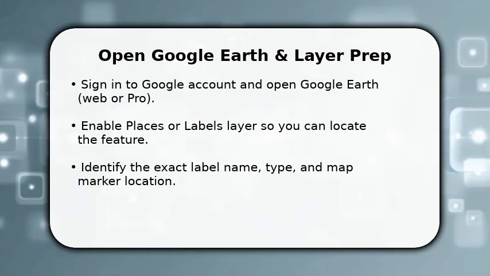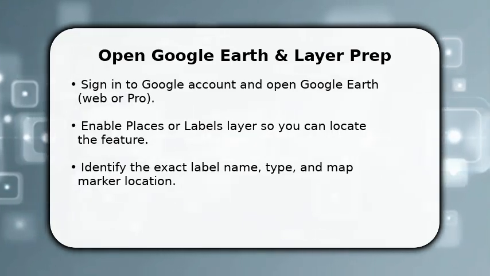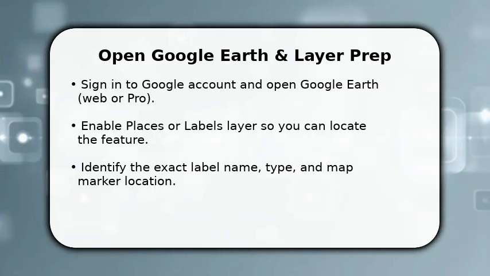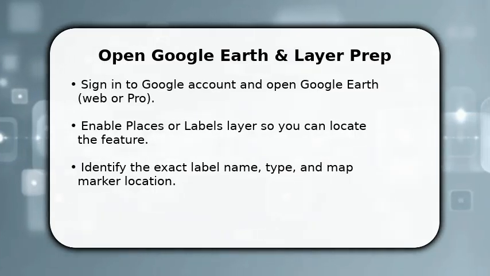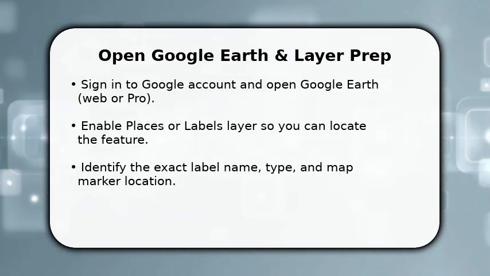Enjoy the video. You start in Google Earth signed into your account so changes can be tracked. First, enable the Labels or Places layer and zoom to the target name. This makes the label selectable.